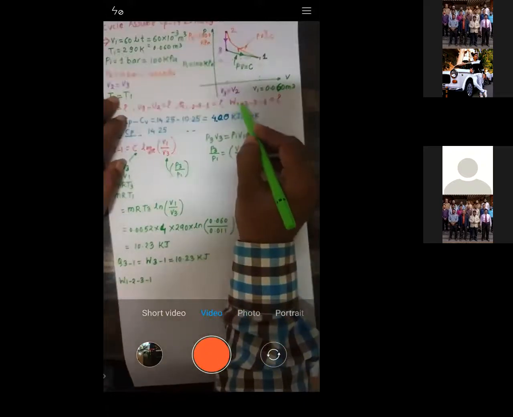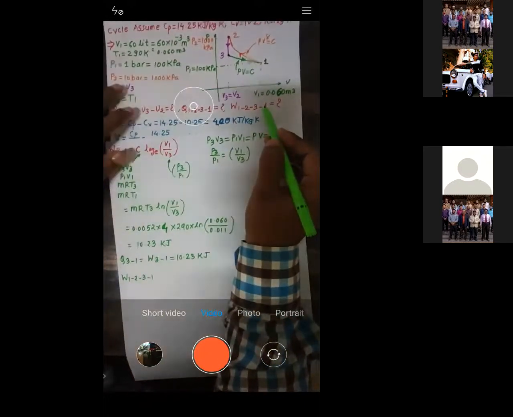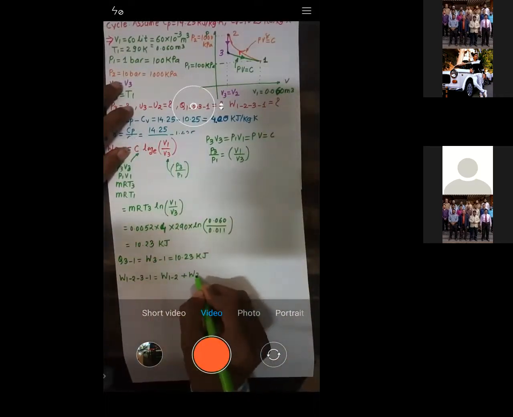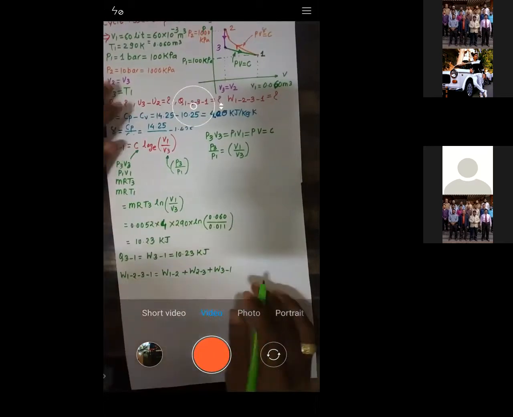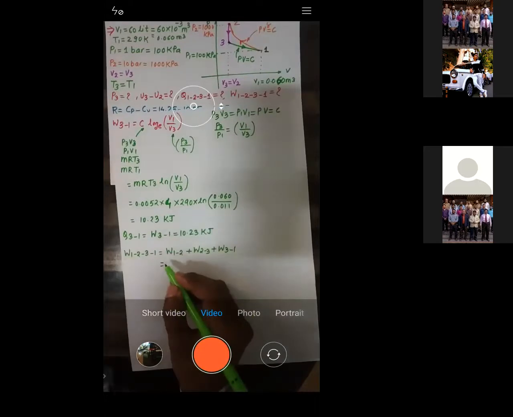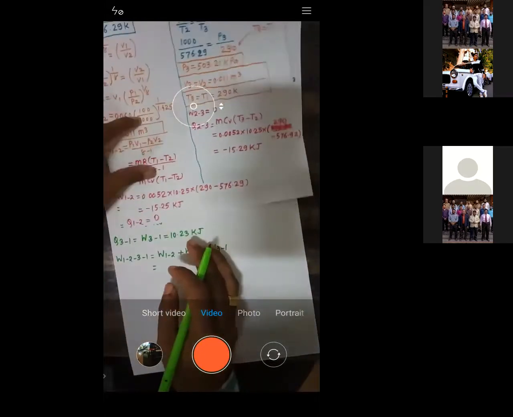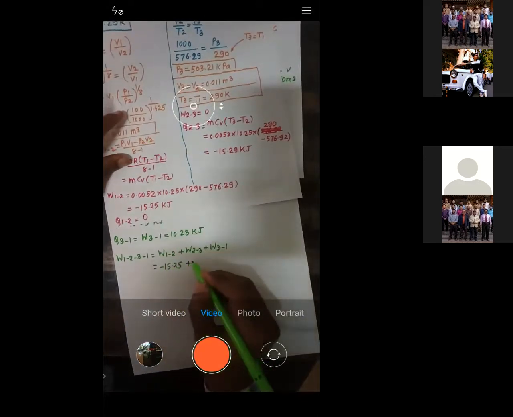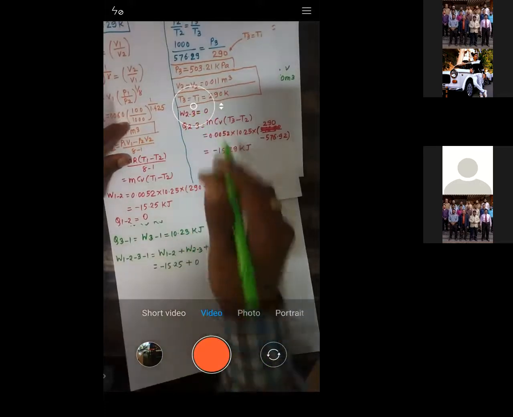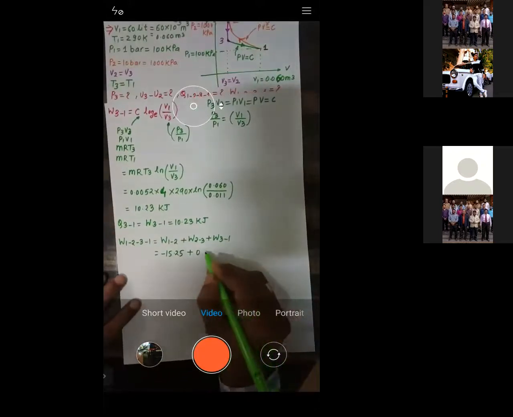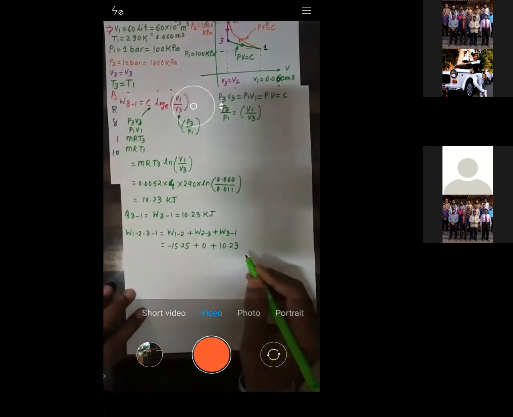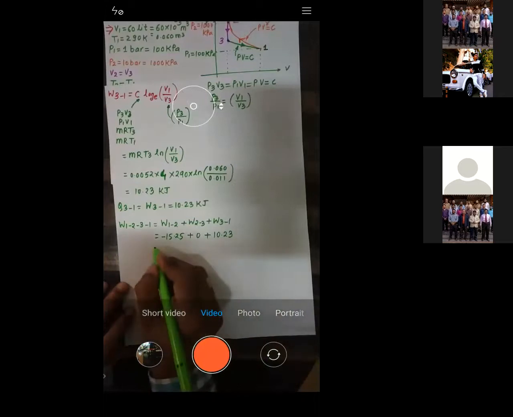Work done during 1, 2, 3, 1 is the addition of W during 1 to 2, plus W during 2 to 3, plus W during 3 to 1. So let's put the values. W during 1 to 2 is minus 15.25, plus W during 2 to 3 is 0, plus W during 3 to 1, 10.23. So you'll get some value.